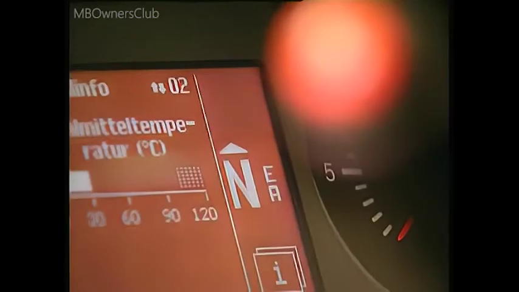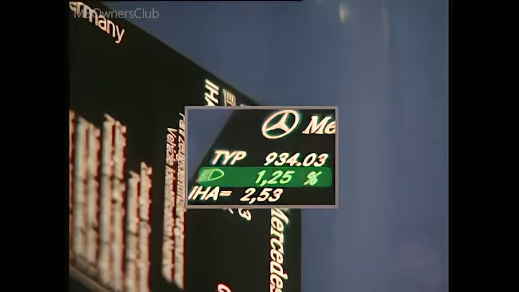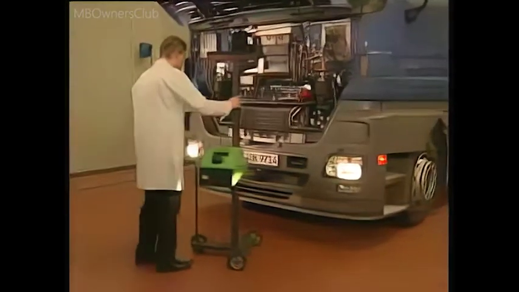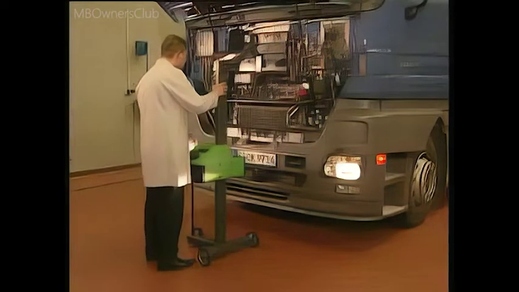The truck symbol goes out. The model plate shows the correct deflection for the lights. In this example, the deflection is 1.25%. Note: before the headlamps are adjusted, the tires must be at the prescribed pressure. The vehicle must be standing on level ground while the headlamps are adjusted.